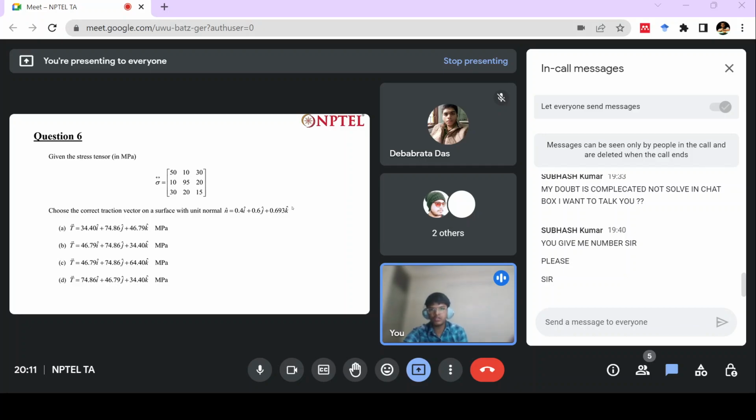So what will we do here? How can we calculate the traction vector? So this is a dot product, right? We'll take the dot product. You may use this symbol, you may use other symbols as well. I prefer this one. You have to take the dot product.